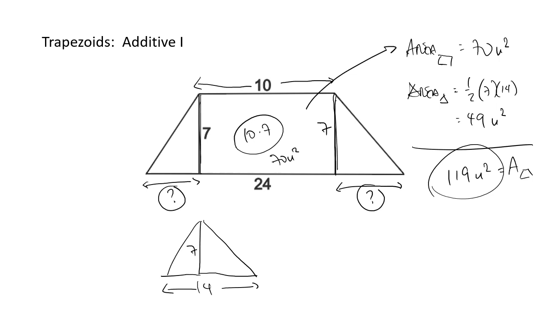So this is one way of solving this problem, taking this rectangle out, putting those two triangles together, and then finding the area of that sort of combined triangle, and then doing this by addition.